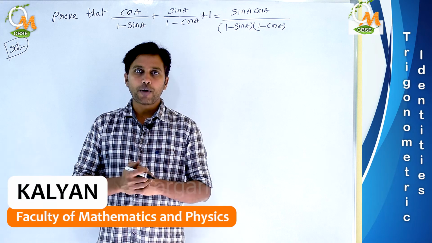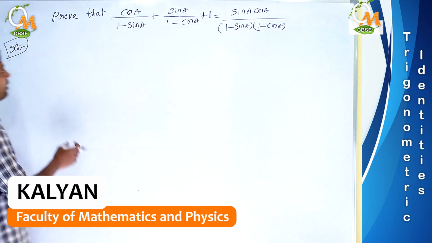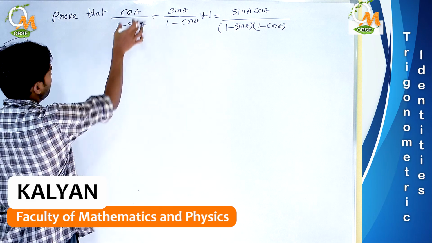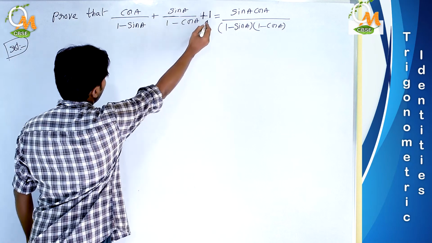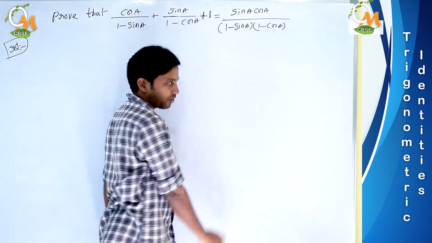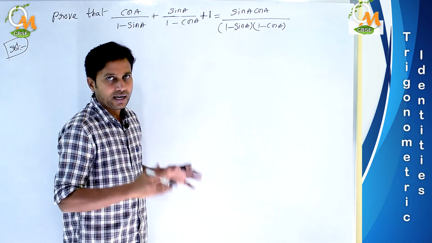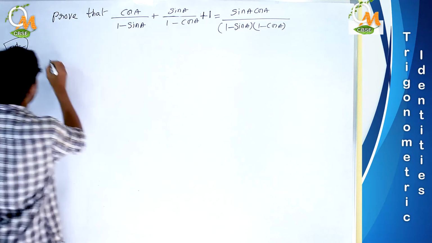Let's do one more problem based on trigonometric identities. Let us see what the problem is. We need to prove that cos A by 1 minus sin A into sin A by 1 minus cos A plus 1 is equal to sin A cos A by 1 minus sin A into 1 minus cos A. Anyways, as usual, we'll take LHS first. Take LHS.